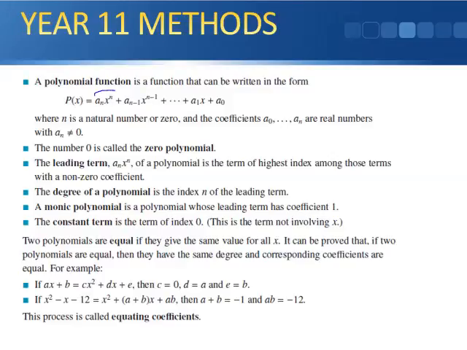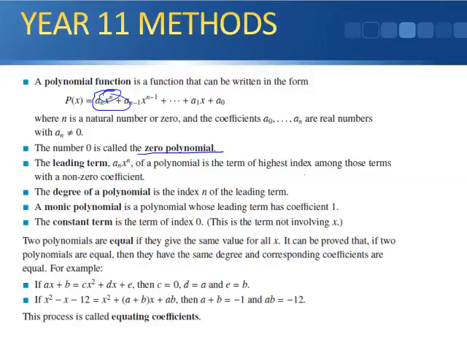A polynomial function is one that has powers, so x squared plus x plus 3, or something that's cubed or to the fourth. So a polynomial function has powers. The number 0 is called the zero polynomial. The one with the highest power explains to us what type of polynomial it is, if it's cubic or quartic or whatever.